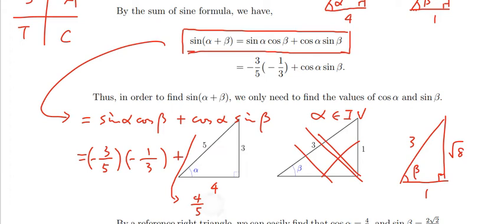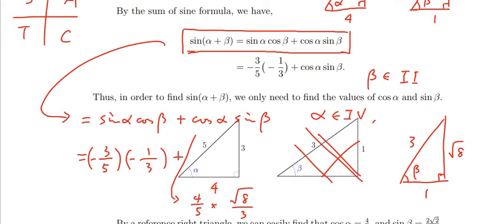Okay, and let's say the sine beta. Sine beta is radical 8/3. So is this sign positive or negative? I remember beta is in the second quadrant, right? Okay, so sine beta is positive.